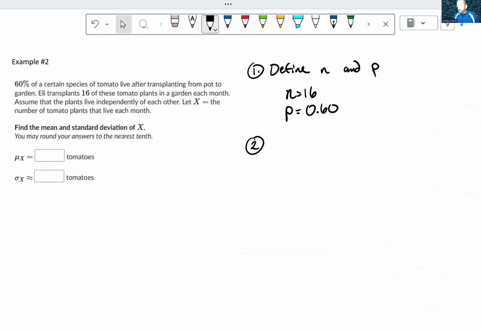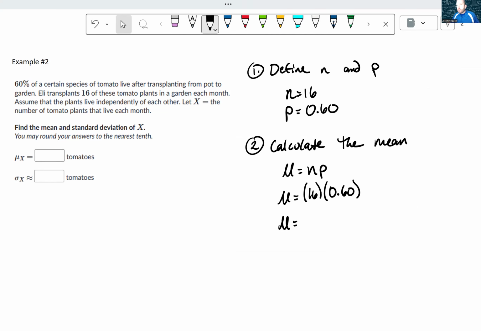Now we're going to calculate the mean. The mean is equal to np. And that's 16 times 0.60. And that's 9.6 for our mean. So that's part 1. 9.6 tomatoes is our average.